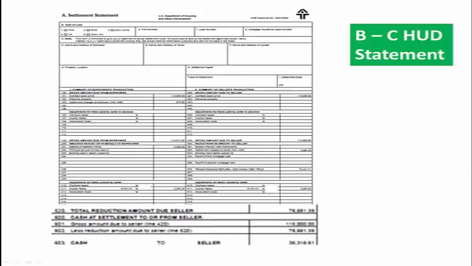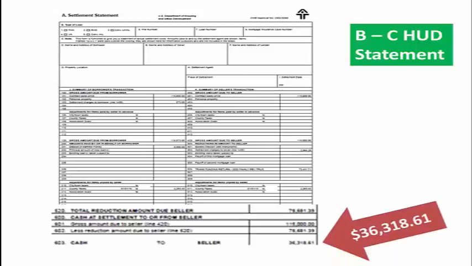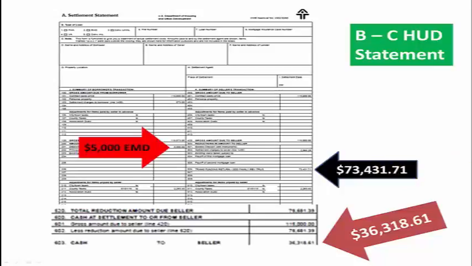So I blew it up here, and of course you can't read it, but here it is. $36,318.61. Pure profit. There's my transaction funding, $73,431.71. And here's what I want to show you. In this transaction, the end buyer put up a $5,000 earnest money deposit, just as the end buyer did in the last one. Remember I said it was $5,000?